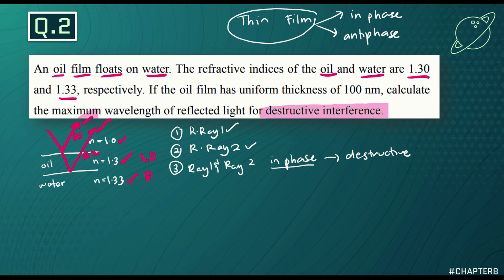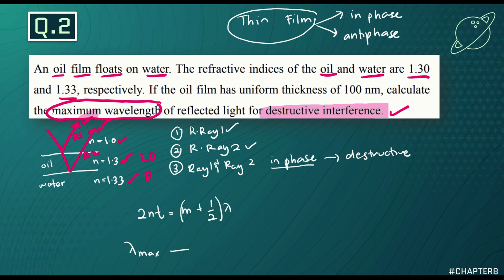So we are applying the equation for finding the maximum wavelength, destructive interference. The equation that we are supposed to use is 2nt equal to (m plus half) lambda. To get the maximum wavelength, the order number must be minimum. So in this case, it is supposed to be m equal to 0.